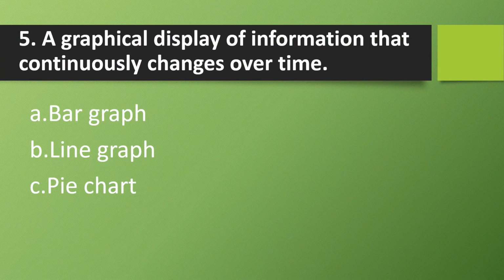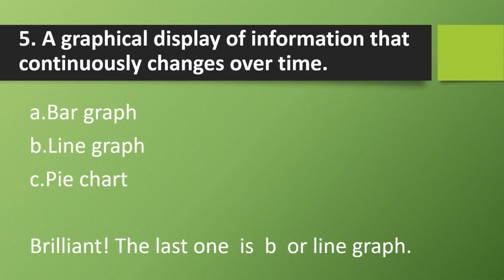For our last item, we have a graphical display of information that continuously changes over time. A, bar graph, B, line graph, or C, pie chart. May I know your answer? Brilliant! The last one is B, or line graph.